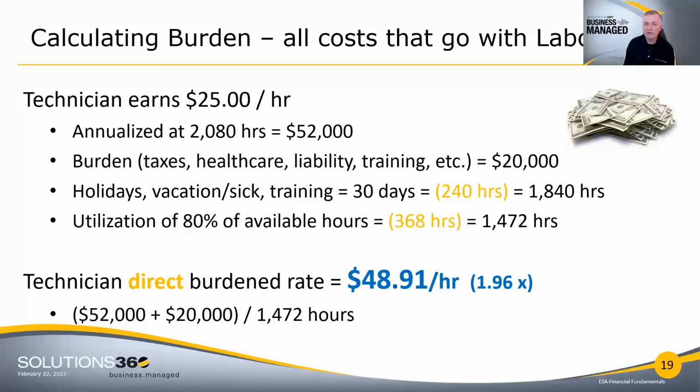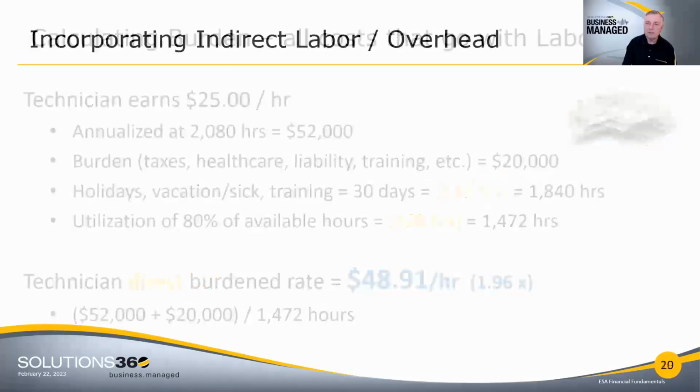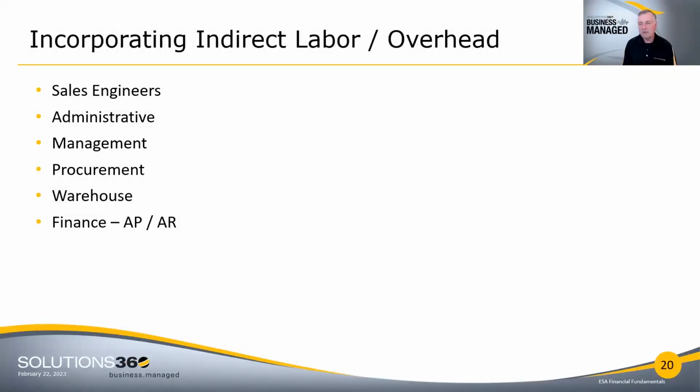We've only told part of the story because on top of the direct labor that we put on jobs, we also have a whole bunch of people in the company that we have to pay for. Our sales engineers, our administrative people, our management people, our procurement people, our warehouse people, our finance people. There's a whole host of people in our company that aren't performing revenue producing work. The only revenue coming in for your company is your projects. Therefore, your projects have to cover the cost of everyone in the company, not just the person doing the job.